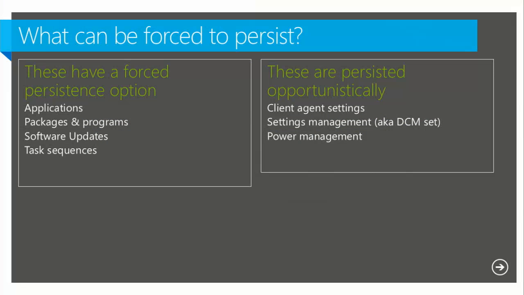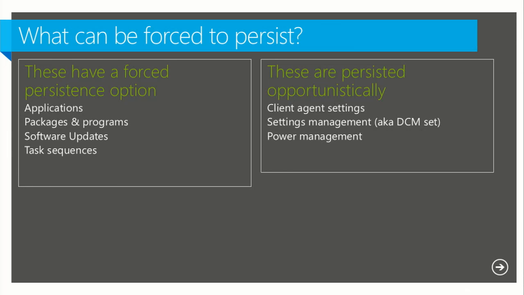So what can be forcefully persisted? These deployment types: applications, packages and programs, software updates, and task sequences. These are the only four that have the checkbox option enabled. Whereas for client agent settings, it's not available. However, that's not a big issue because every time the device reboots, machine policies are evaluated first, which means the client agent settings are going to be brought down again anyway. So that's not a big issue.